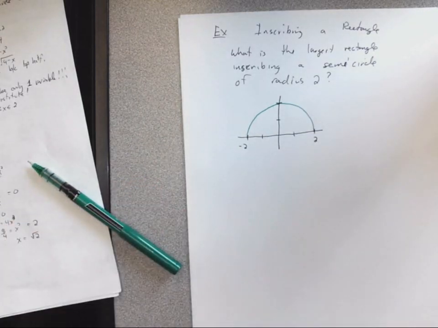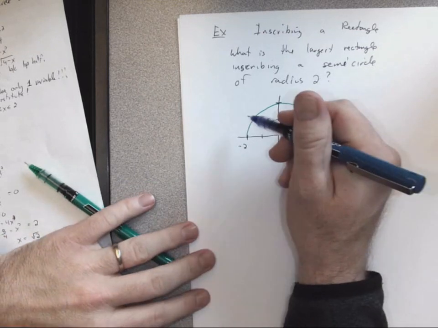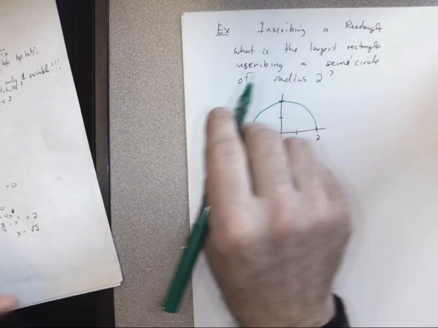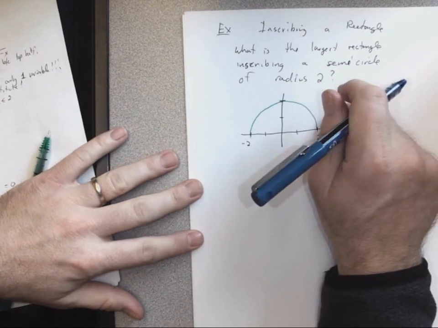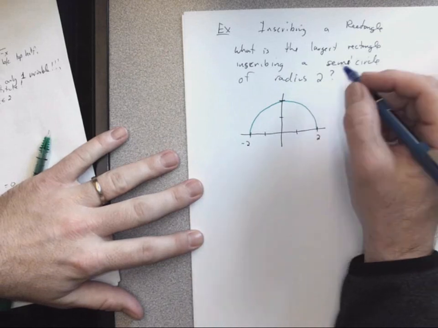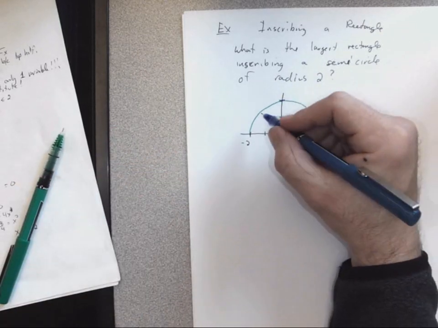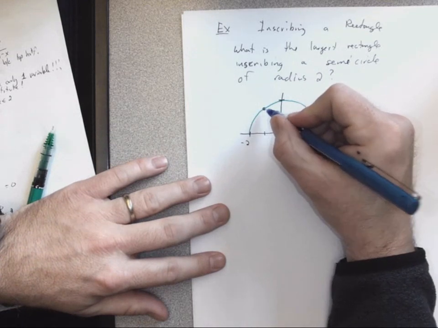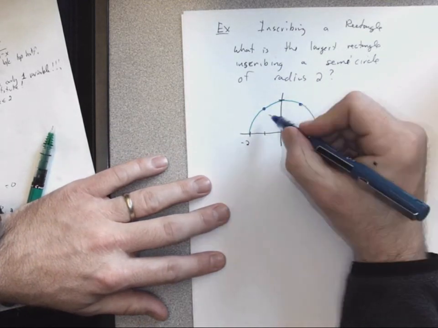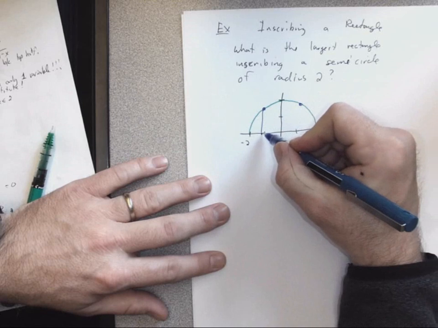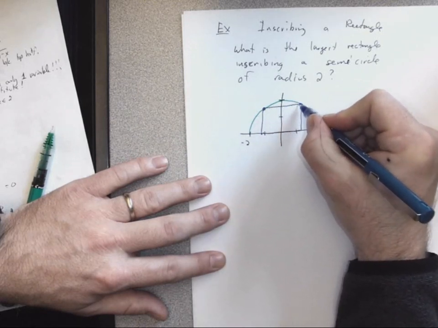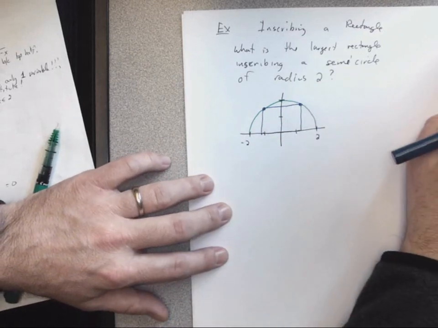Alright, so I want to inscribe a rectangle inside of this. I'm just going to draw a random rectangle in here. This random rectangle might be the maximum, but inscribing means that your vertices are going to be on the circle, and that's what we mean by inscribing. So that's actually a pretty good rectangle. I bet that's close to our maximum.